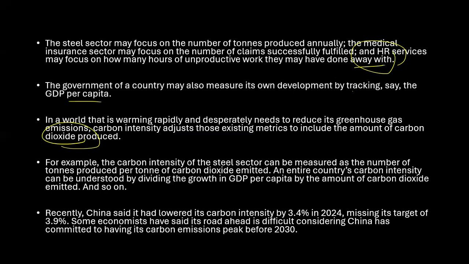Recently, China said that it has lowered its carbon intensity by 3.4% in 2024, missing its target of 3.9. So they wanted to reduce it up to 3.9, but anyways, they have reduced it up to 3.4. Some economists have said that the road ahead is difficult, considering China has carbon emission peaks before 2030. Anyways, this is one of the claims that China is basically trying to do.